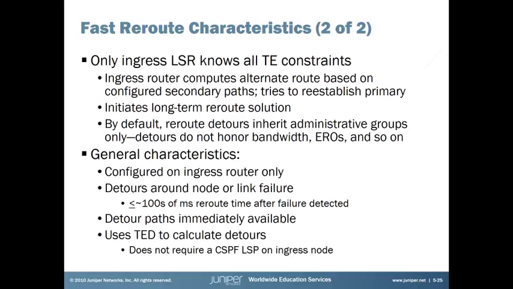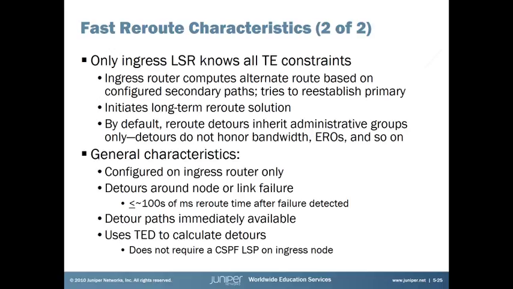So the speed of the reroute is actually the really beneficial thing. Less than 100 milliseconds of reroute time after the failure is detected. The going average on a reroute failure is around 50 milliseconds. So how fast is 50 milliseconds? Well, there's 1,000 milliseconds in a second. On average, fast reroute takes about 50 milliseconds.